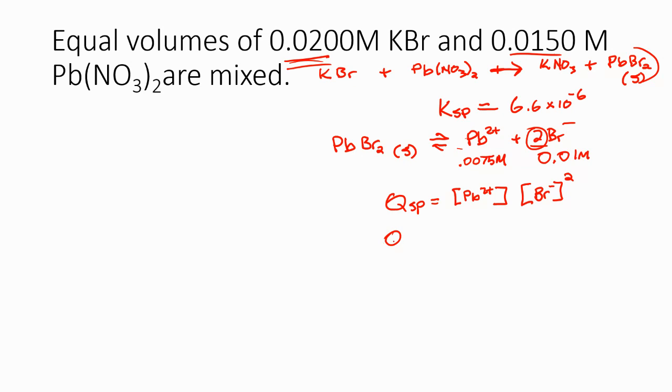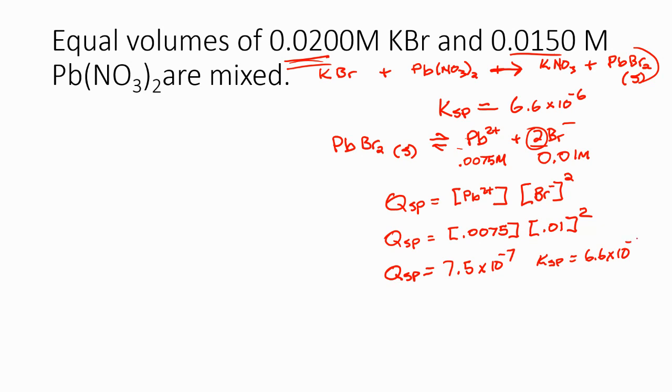So if I want to calculate Qsp here, Qsp is equal to 0.0075 times 0.01 squared. And the math on that gives me Qsp is equal to 7.5 times 10 to the minus 7. Just as a reminder, Ksp was 6.6 times 10 to the minus 6. So in this situation, Q is less than K because this number is smaller than this number. If that's the case, no solid will form.